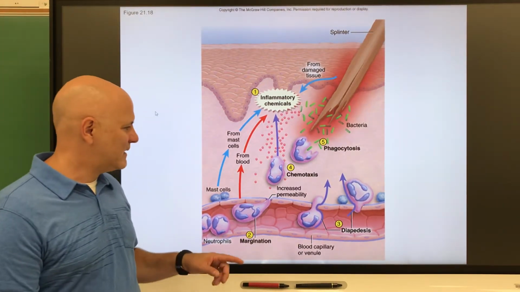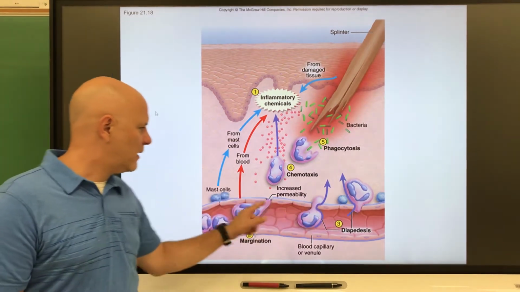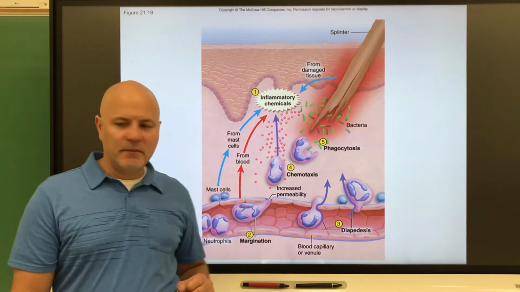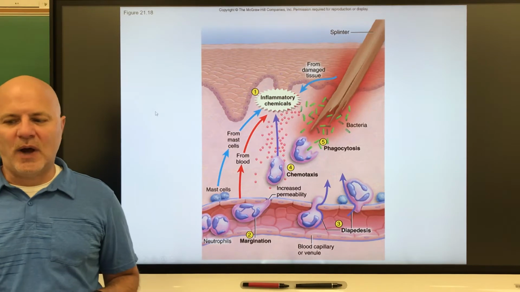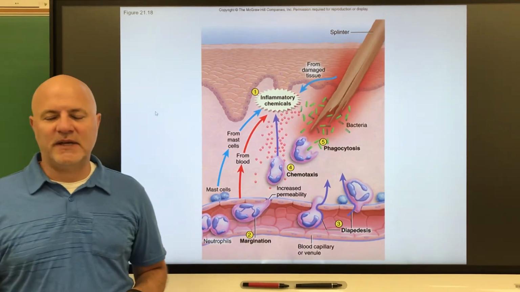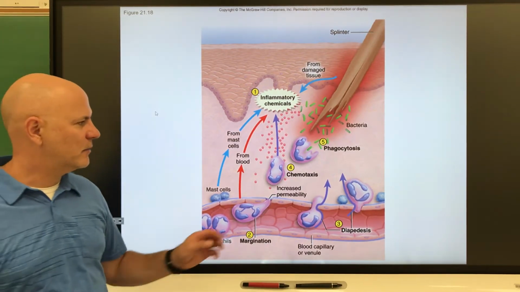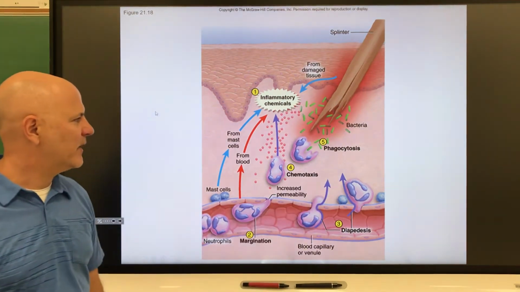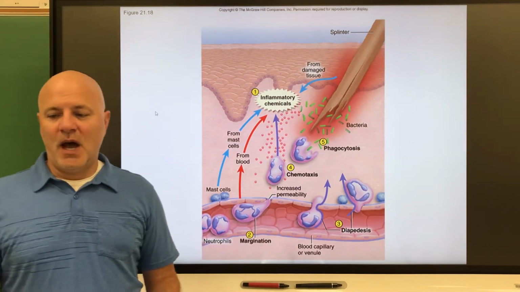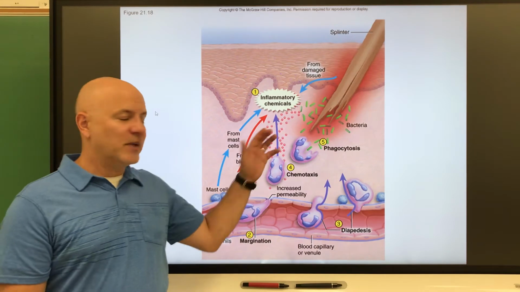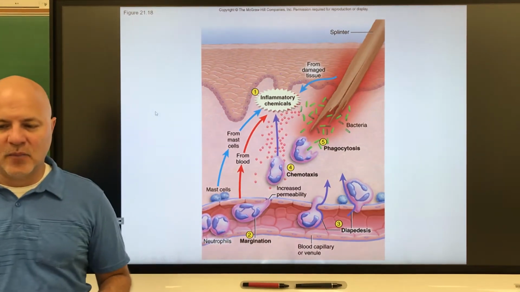Next is diapedesis. So diapedesis is what you see here and actually there as well. So diapedesis is a movement of white blood cells out of a blood vessel into surrounding tissues. So getting them to move out of the blood vessel into the surrounding tissues. It is actually a form of chemotaxis because those chemicals are causing that movement.